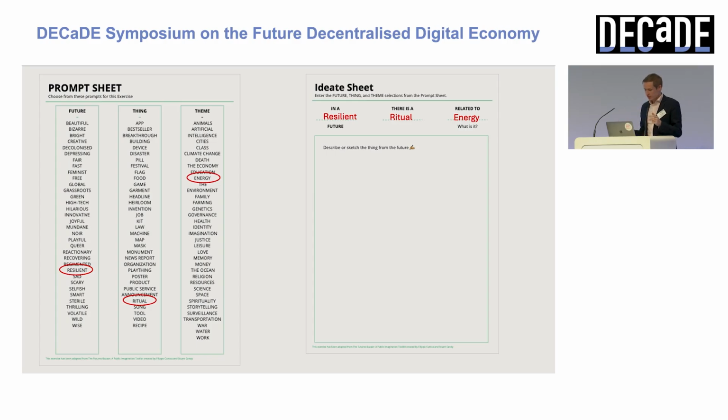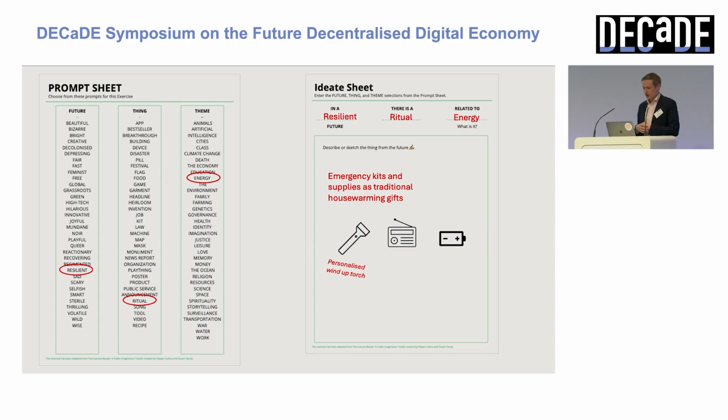What came to mind for me? I thought about emergency kits and supplies when I thought of what kind of ritual this might be. Maybe this is a housewarming gift, that in a resilient future, you would make sure that someone in a new home had a nice emergency kit, and maybe even personalized, less utilitarian, but more bespoke emergency items, okay? It's a very quick idea. You can see I borrowed some of PowerPoint's art to illustrate it. I'm sure you can do better than that.